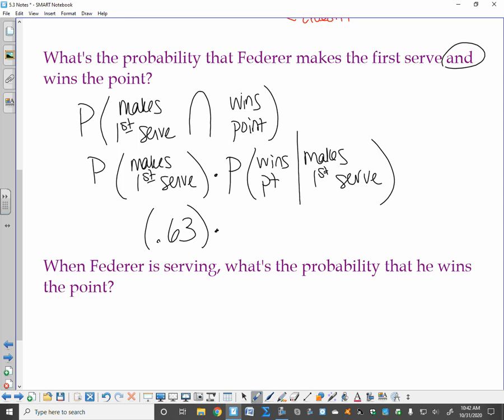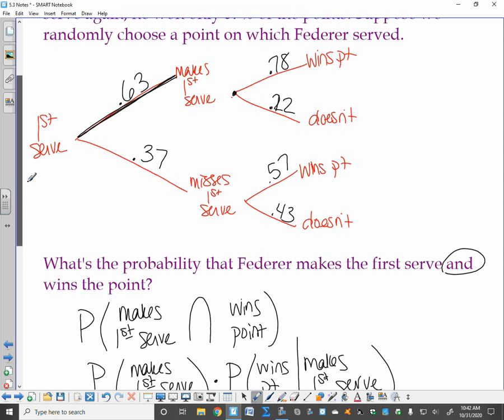Okay, now, do you guys see the probability that he wins the point? Look at your tree. He can win the point 2 different ways. He can win the point here, or he can win the point here. I'm not interested in the bottom one. I want to know the probability that he wins the point given that he made his first serve. So I want the 78%. I don't want the 57%. And I'll have some people who'll add 78 and 57% together, which so doesn't make sense because that's over 100%. Like, that doesn't make sense.